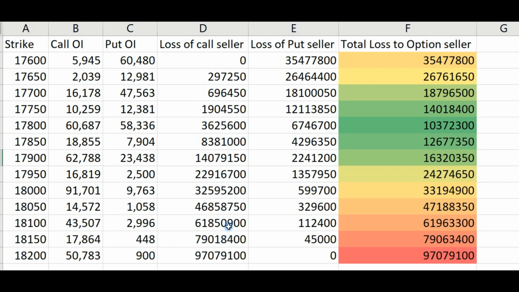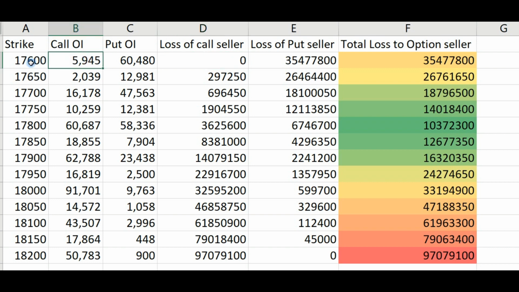I have calculated loss to option seller. It is easier this way, because loss to option buyer will be difficult to calculate. So here, if expiry is at 17,600, how much will be loss to option seller?